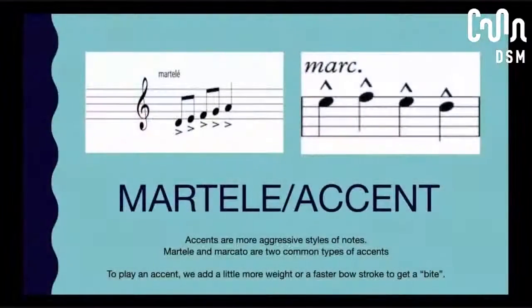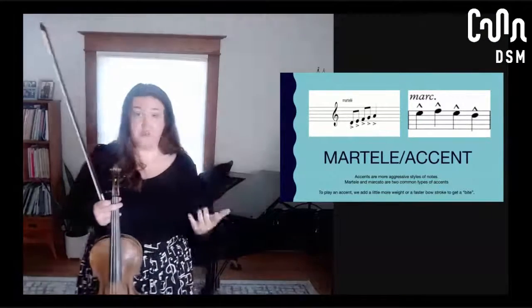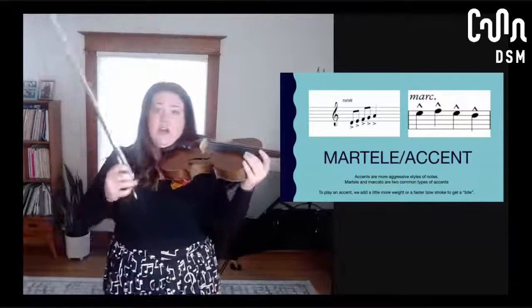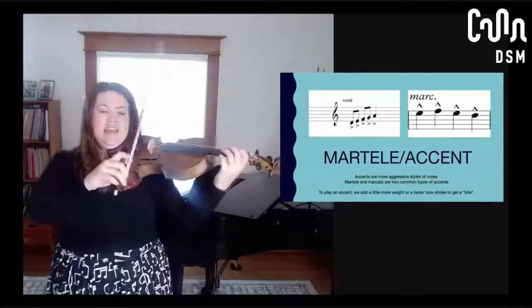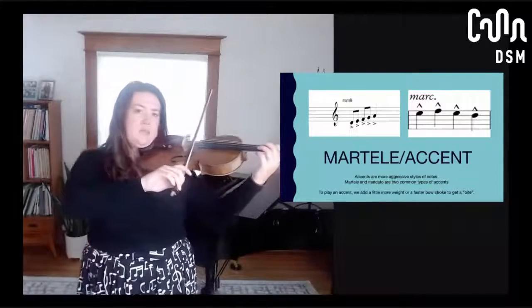Going on, another style of bow stroke is what we call a martele, or an accented bow stroke. Another word that is commonly associated with the accents is called marcato. Essentially, what we're doing when we accent a note is making it sound more aggressive. We're adding a bite to it. And in order to accomplish that with my bow, I use this finger right here to add some weight.